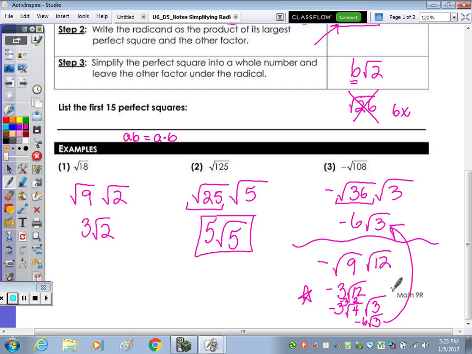So try to pick your largest, and you want to check the number underneath the radical. Okay? If it has a perfect square factor like 12, you have to break it down again. Okay? 3 is prime. The only factors are 1 and itself. So I know that's fully simplified. So negative 6 radical 3.